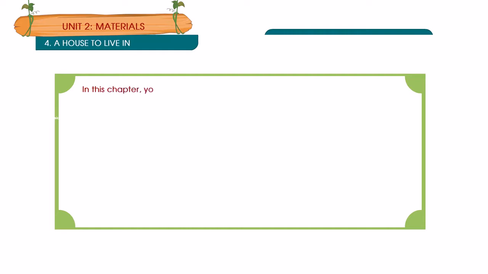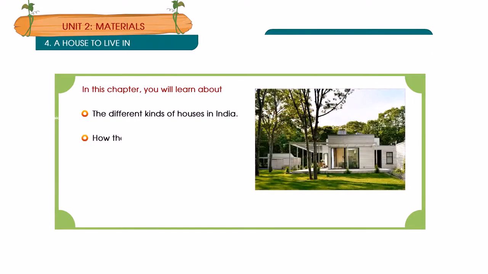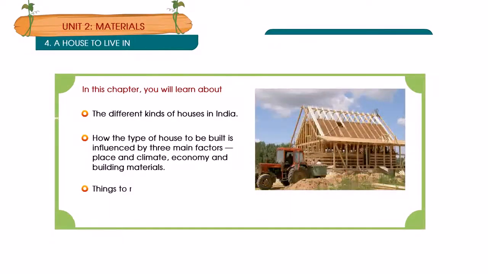4. A house to live in. In this chapter, you will learn about the different kinds of houses in India, and how the type of house to be built is influenced by three main factors: place and climate, economy, and building materials. Things to remember before, during, and after building a house.